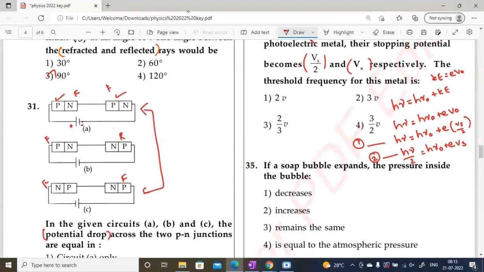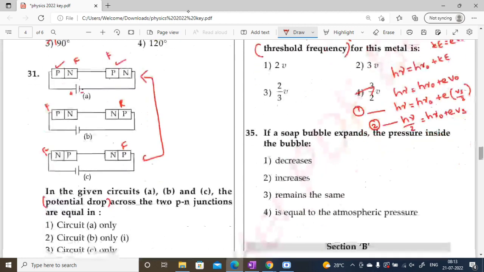When I compare these two equations, solving for Vs is what is asked in the question, the threshold frequency. So directly I can solve this by equating these two relations, and I end up getting 3 by 2 into V, right? So try to solve, and we can get the answer.